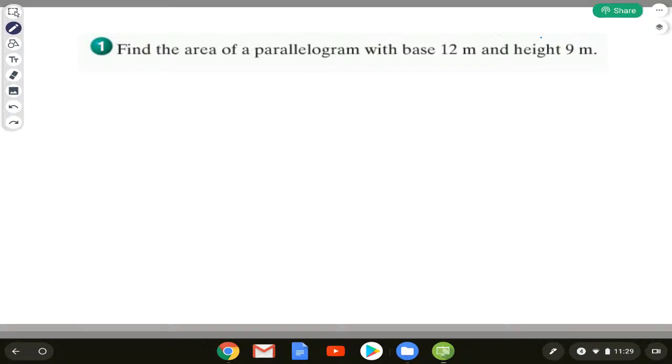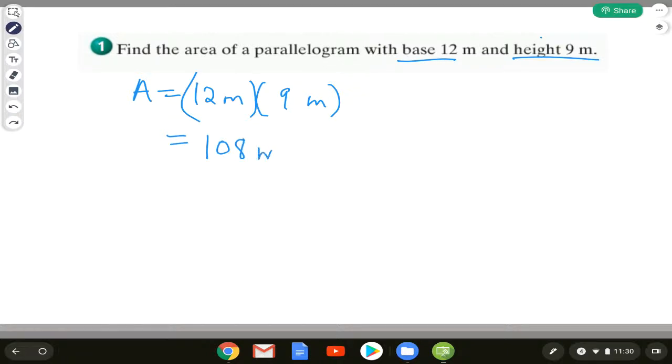Okay, I want y'all to pause and try this Quick Check 1. Find the area of a parallelogram with base 12 and height 9. Okay, so hopefully you stopped and tried this problem. We don't have a picture this time, but they give us the base and the height, and so we don't need a picture. So my area is just going to be 12 meters times 9 meters. That's going to end up being 108 meters squared, or square meters if you prefer to write it that way.